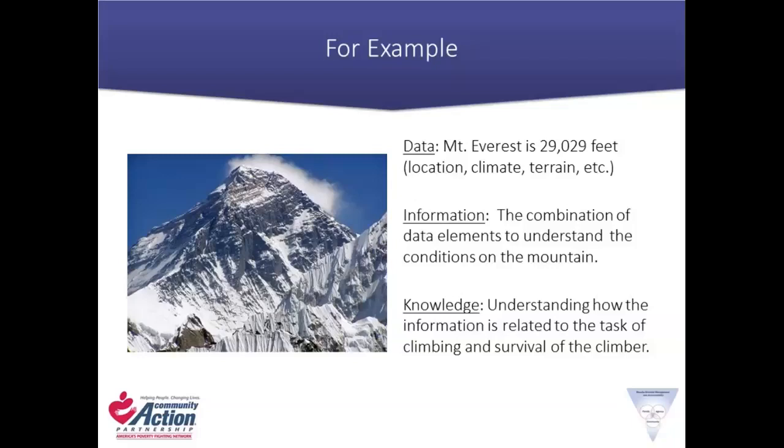Then using this information, coupled with experience from climbing mountains in general or other specific mountains with different data characteristics, persons that might seek to reach the Mount Everest peak may be seen as having knowledge about that subject. And all of that coming together can then set a person up for success to then climb that mountain.